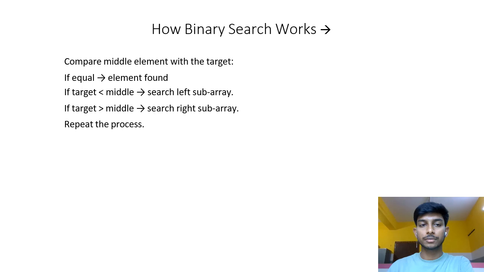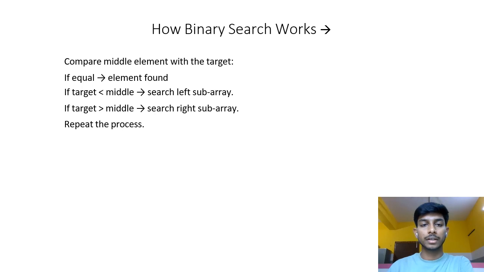How will binary search work? Binary search works by comparing the target value to the middle element of the array. If the target value is equal to the middle element, the search is done. If the target value is smaller than the middle element, the search continues in the lower half of the array, and if it is larger than the middle element, the search continues in the upper half.